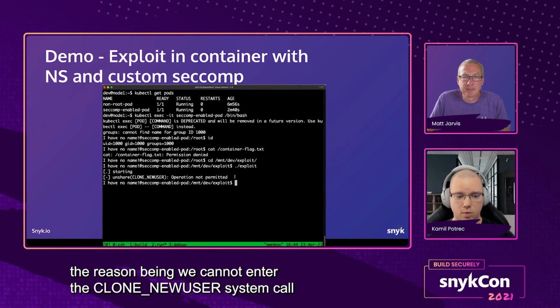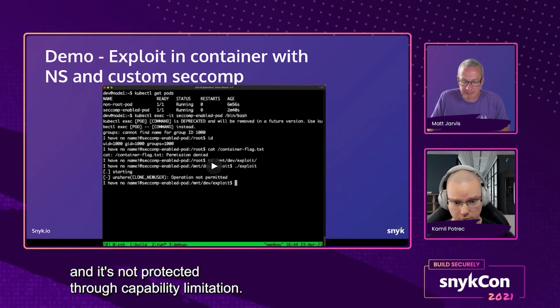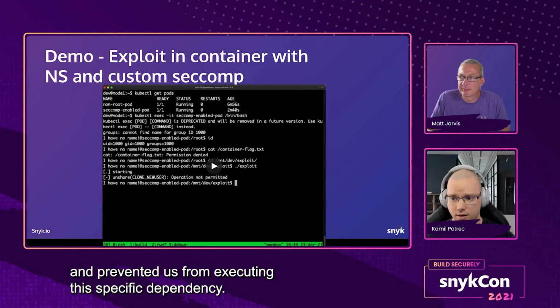The reason being, we cannot enter the clone new user system call anymore. This specific system call does not require any capabilities, and it's not protected through capability limitation. However, Seccomp can protect us a layer above and prevented us from executing this specific dependency.